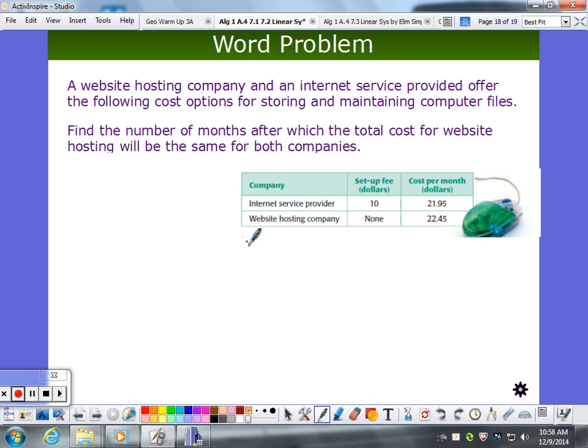So what equations? Let y be cost, and let x be the number of months that you're going to keep this website around. So what would be the equation that describes what you would pay with this first one? Yeah, Ben?